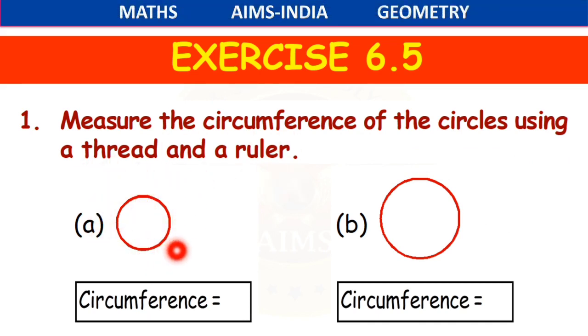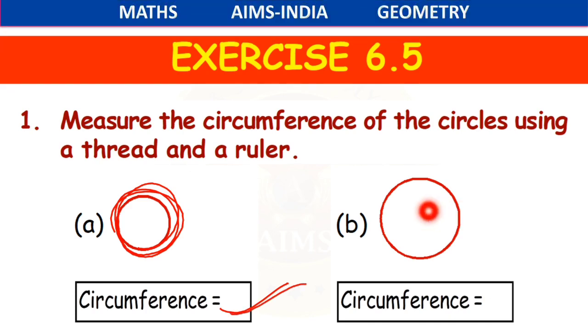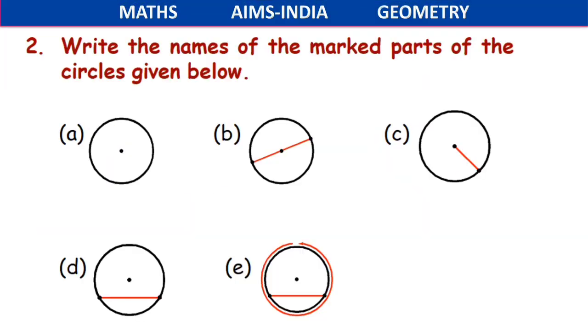Again children, this is a homework activity for you. Draw different sizes of circles and, with the help of a thread and ruler, just as we have seen, first place a thread alongside the edge of the circle and then measure the same piece of thread using a ruler. You will get the circumference of the circle. Like this, use different circles and measure the circumference.